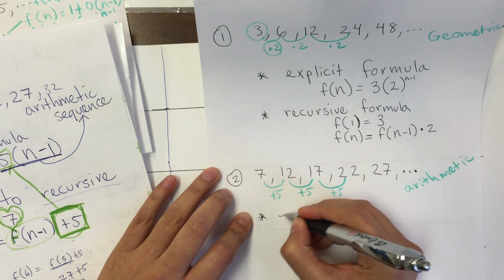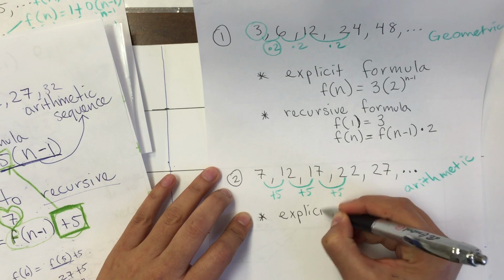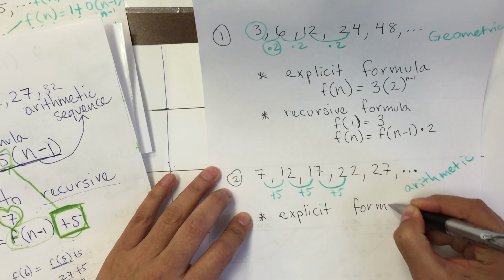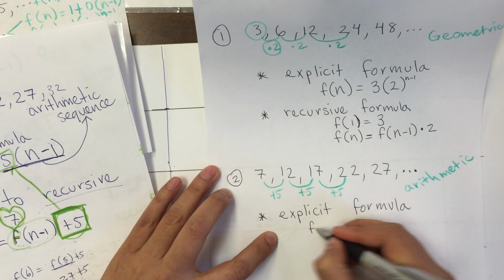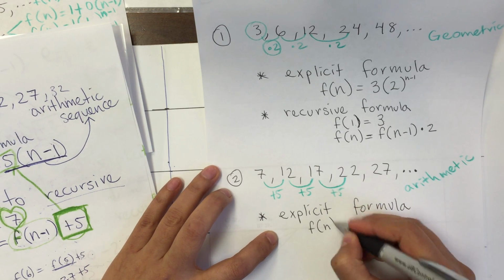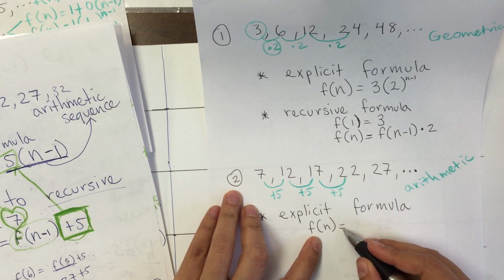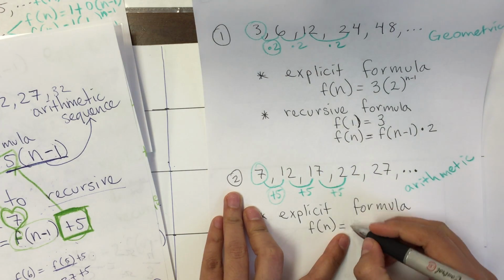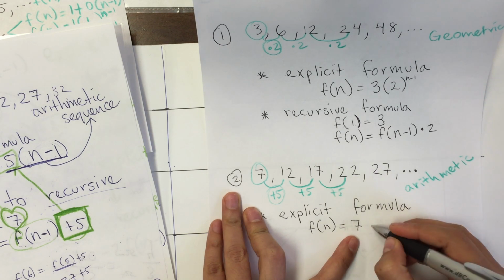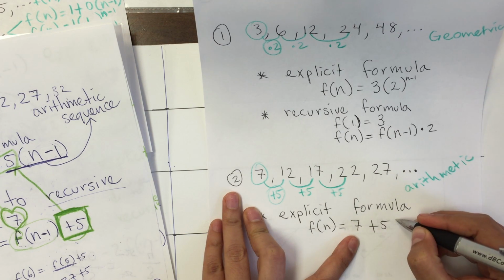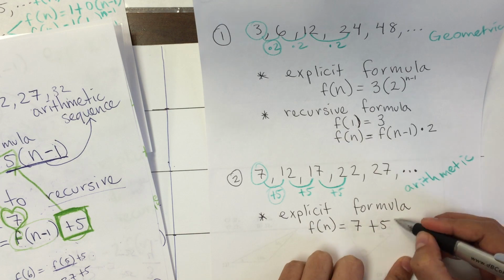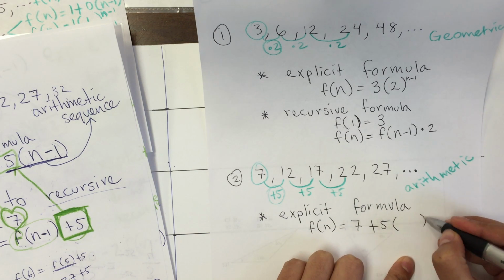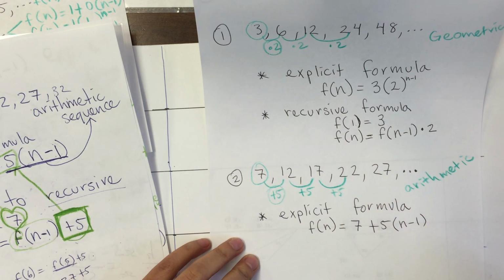And if I want to write the explicit formula, then I'm going to have only one formula, one part to it. So it's going to be my initial point. Remember, I always go back to these 2 parts. My initial point, which is 7, plus 5, and then since it's arithmetic, I'm going to put a parenthesis in here instead of an exponent, and minus 1. Okay, and that's it, that's the explicit formula.